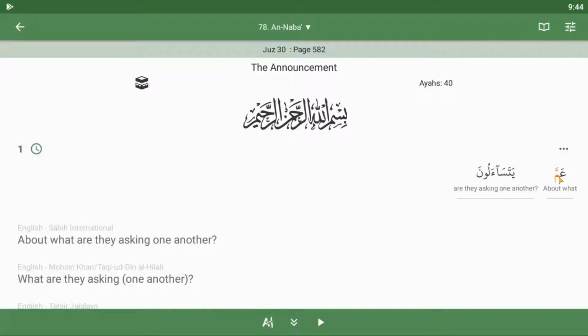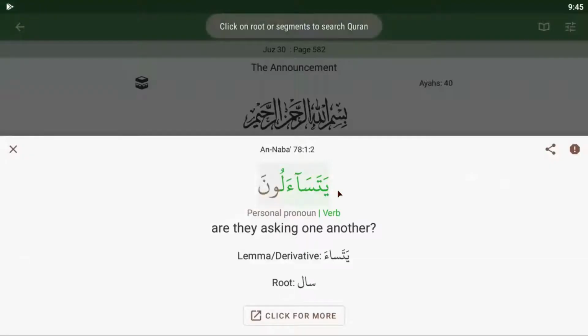It is not ammun, which many people confuse, saying ammun is uncle. Uncle, I mean father's brother, is am. It's not ammun, it's amma. This is a mixture of about what. So, about what? Yatasa'alun. Tasa'ala, yatasa'alun is to ask. This is a verb, tasa'ala.